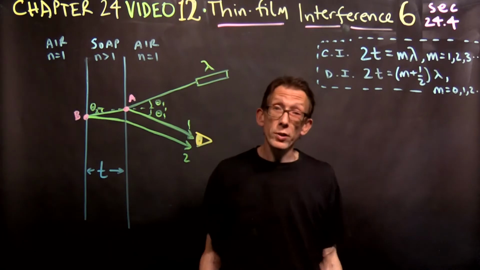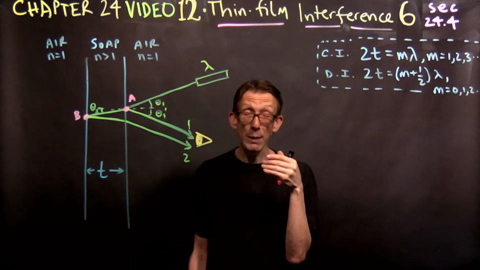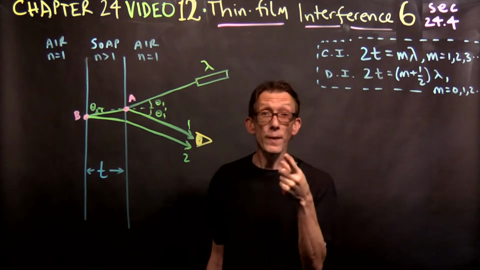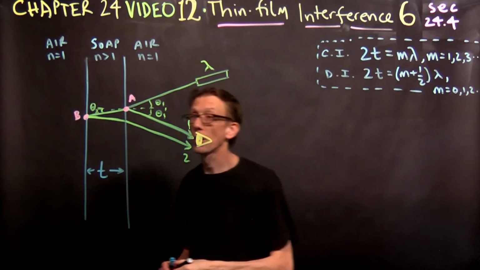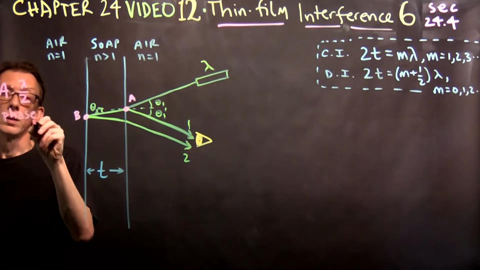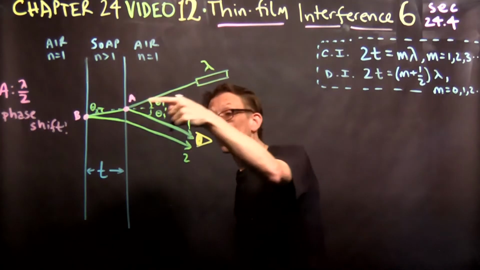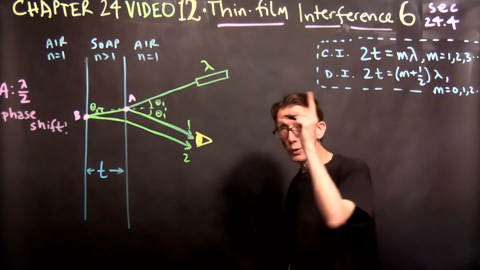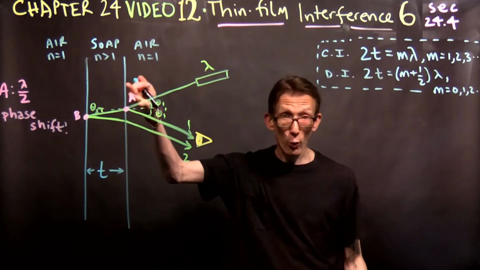But remember from a couple of lectures ago, when light reflects off of a medium of higher index, there's a phase shift. When light reflects off of a medium that is of a lower index, there is no phase shift. So at A, there is a lambda over 2 phase shift, because we're going from air to soap. Light reflects off the soap. So ray number 1 is shifted relative to the incident ray. It's as if you took it and shifted the whole wave by a half wavelength, like I did a couple videos ago with the red light.